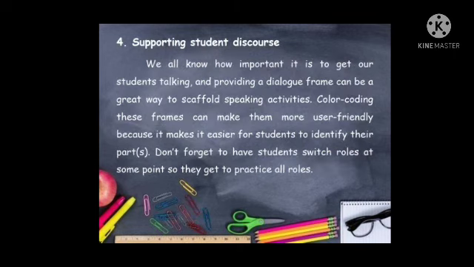Number 4 is supporting student discourse. We all know how important it is to get our students talking, and providing a dialogue frame can be a great way to scaffold speaking activities. Color coding these frames can make them more user friendly because it makes it easier for students to identify their parts. Don't forget to have students switch roles at some point so they get to practice all roles.